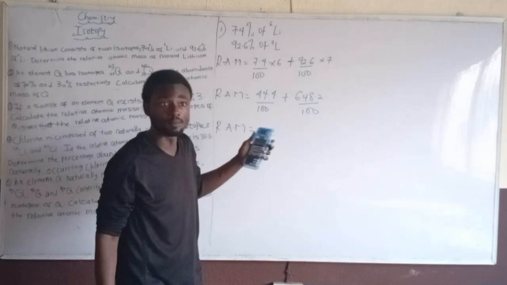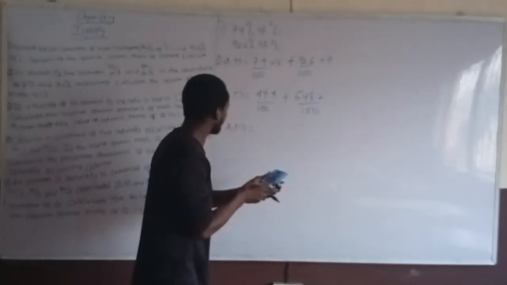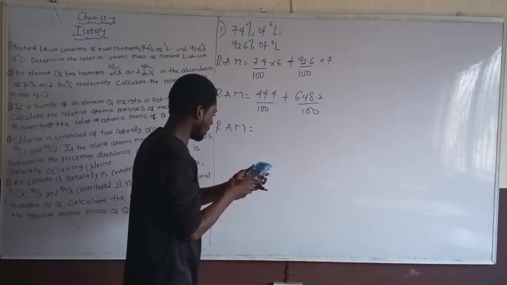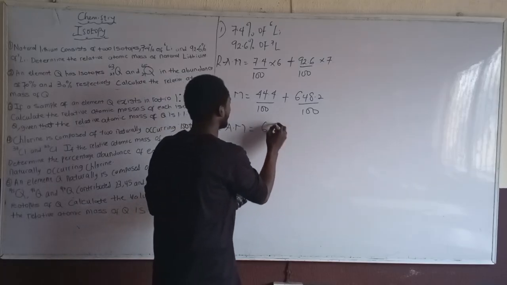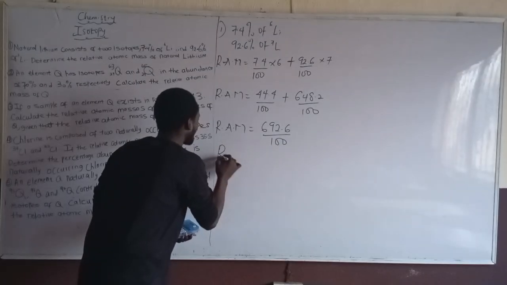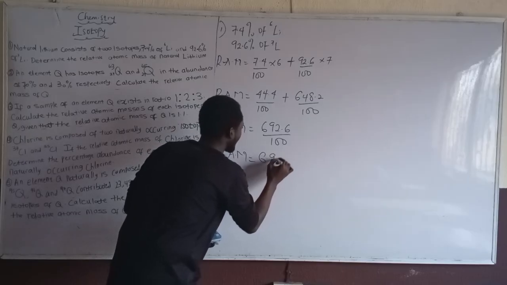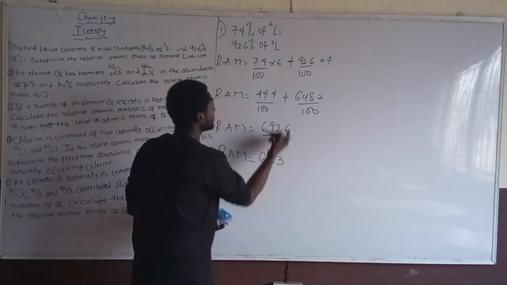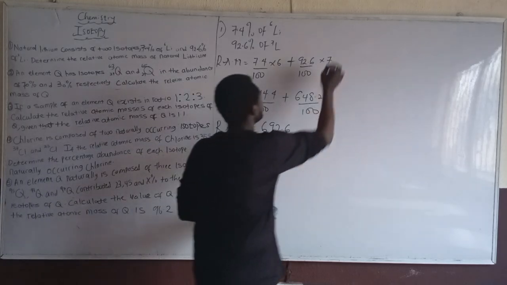Since I have the same denominator, I don't need to find my LCM. So I just have 44.4 plus 648.2, that is 692.6 divided by 100. So my RAM becomes 6.93, approximated. That is question 1. So we move to question 2.